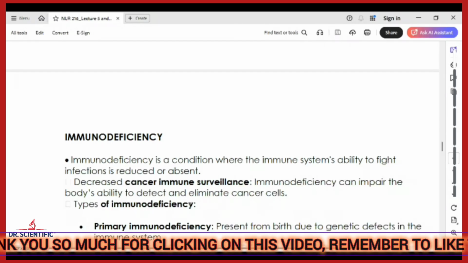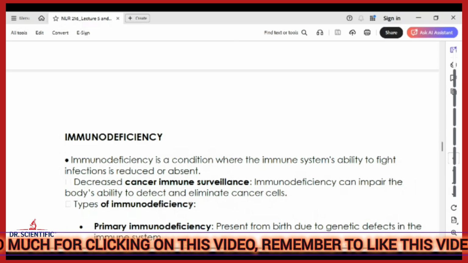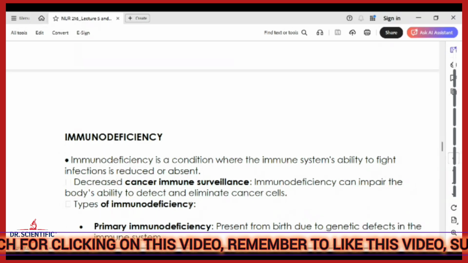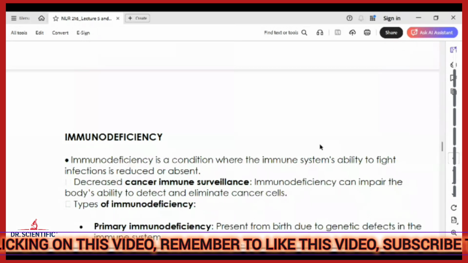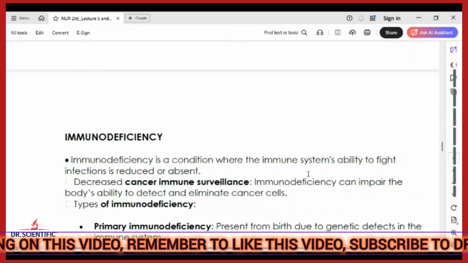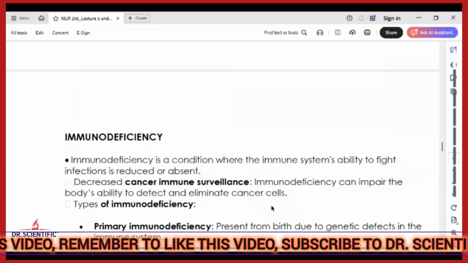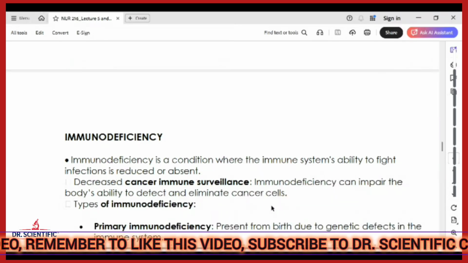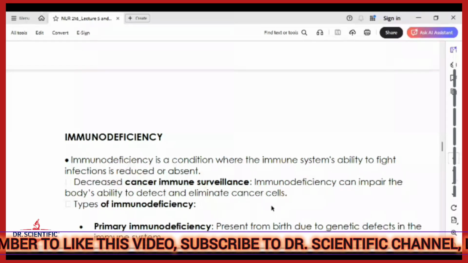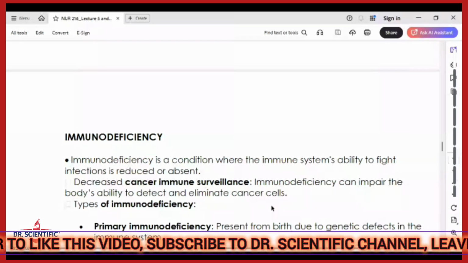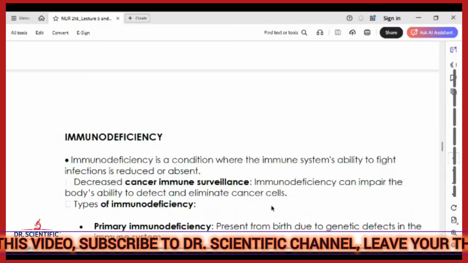Okay. So, of course, the word immunodeficiency is direct as it is. This is a situation where the immune system is unable to fight infections because it is either absent or present at very low levels. It is reduced, you can't really have it.